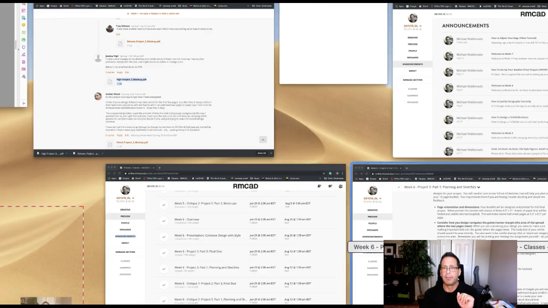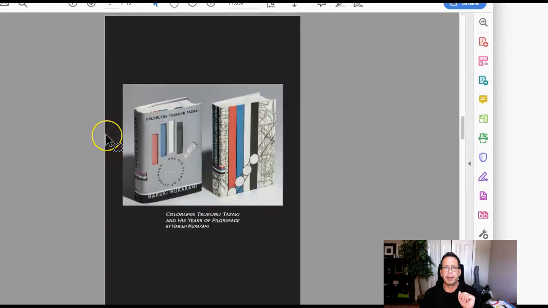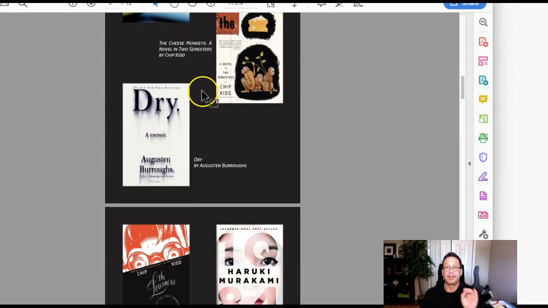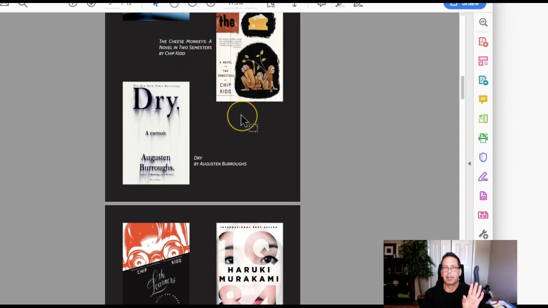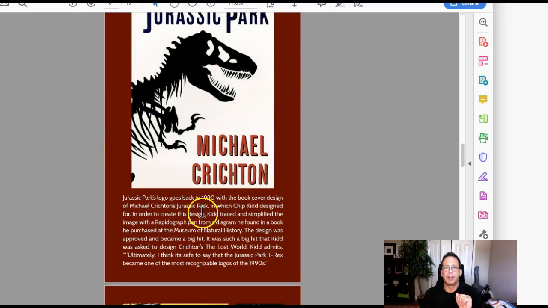works from that page. So most well-known projects, early work with supporting images, and so there, I guess that's your early work, supporting images, but we definitely want to get some typography in here, as I mentioned. Sorry to keep harping on that, but it's really super important.